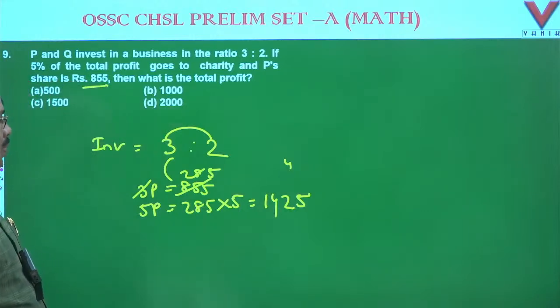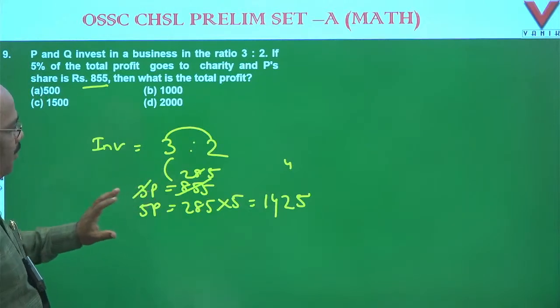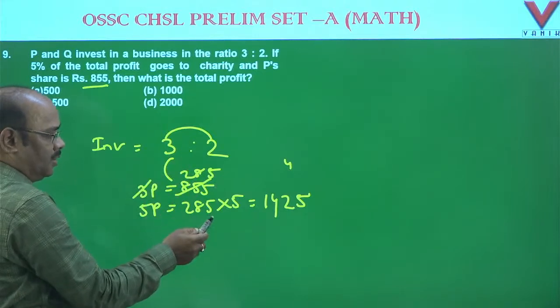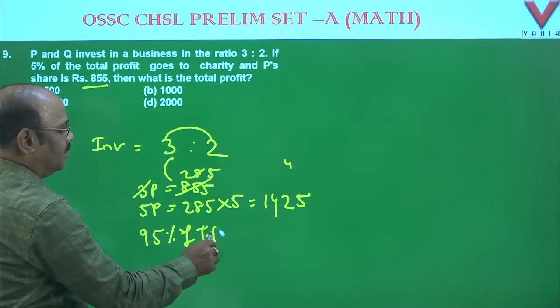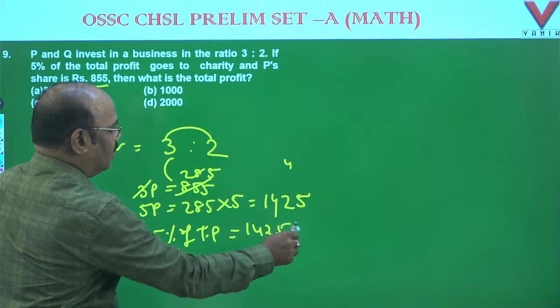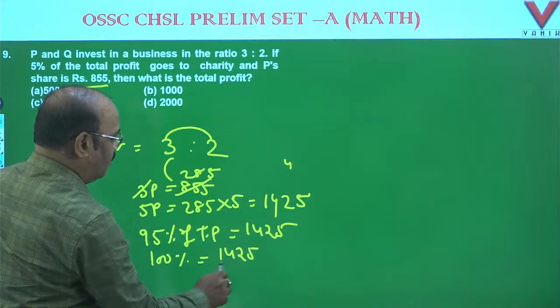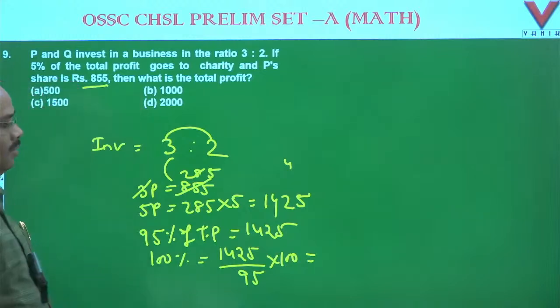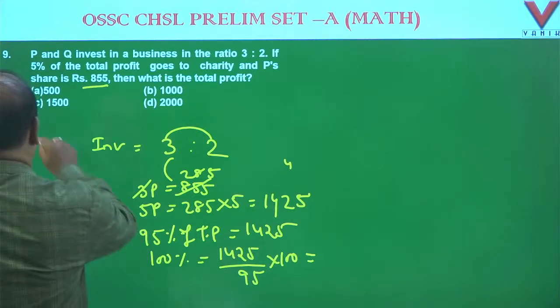The amount distributed among P and Q is 1425, which is 95% of the total profit. So 95% of total profit is 1425, and the total profit, that is 100%, is 1425 by 95 into 100. After cancellation, this will be 15,000. Option C.